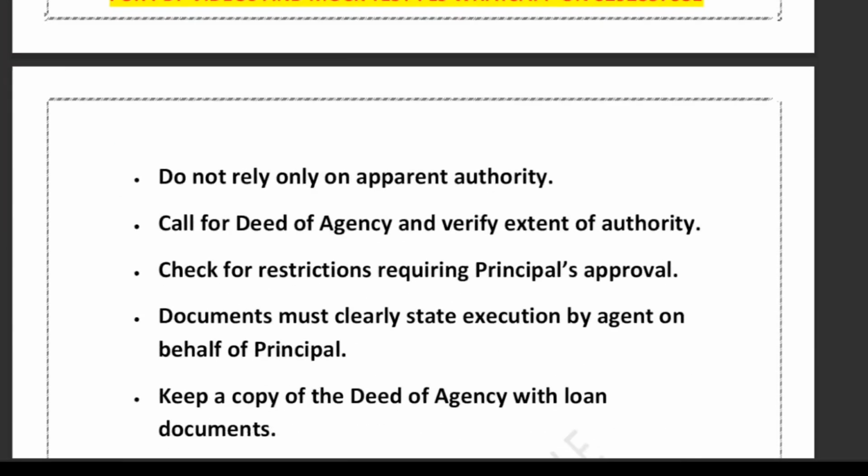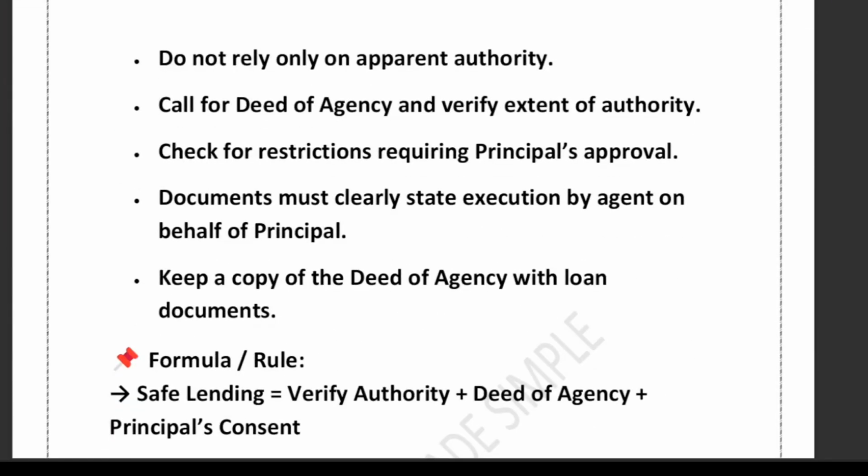The key idea is never rely only on apparent authority. Call for the deed of agency and verify the extent of authority. Check for any restrictions requiring principal approval. Ensure that the document clearly states execution by the agent on behalf of the principal. And keep a copy of the deed of agency with the loan document.